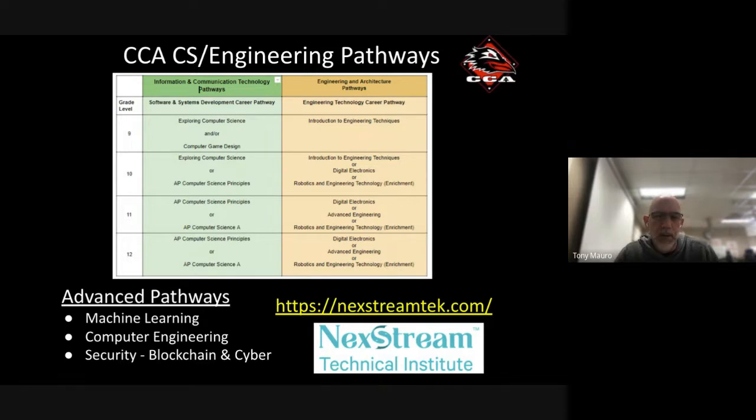These are the two pathways. On the right-hand side is the engineering pathway. So your son or daughter in the advanced class, that's the capstone class in the pathway. And so that's what we're doing, these advanced type projects. On the left-hand side is our computer technology pathway, basically our coding pathway. And I support both of these.